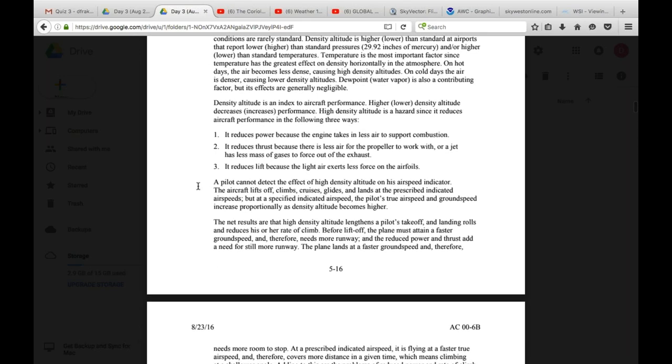So a pilot cannot detect the effect of high density altitude on his airspeed indicator. The aircraft lifts off, climbs, cruises, glides, and lands at a prescribed indicated airspeed, but at a specified indicated airspeed, the pilot's true airspeed and ground speed increase proportionally as density altitude becomes higher.